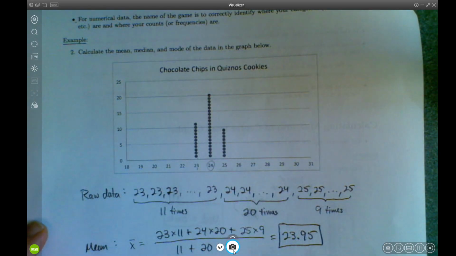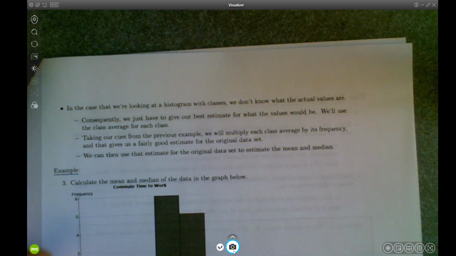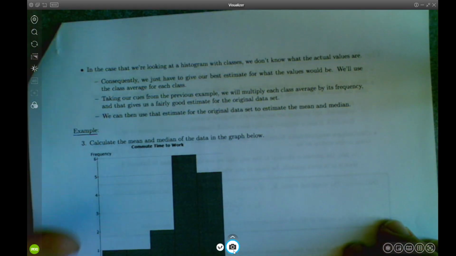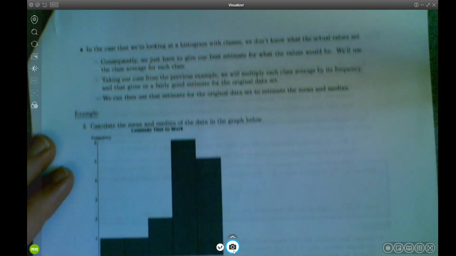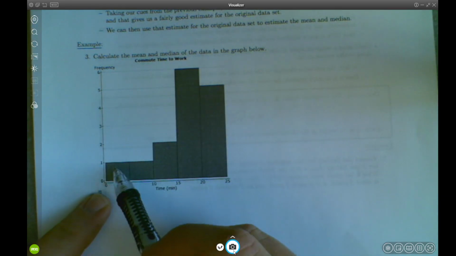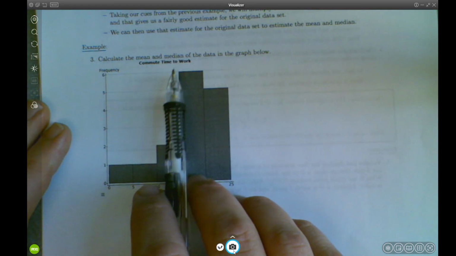Okay, so let's take this a step further. Let's say that we do have a numerical data set that's grouped into classes. The issue here is that we don't know what the actual values are. So looking at this example, we know that there was one observation. By the way, this represents the commute time to work for a group of employees. We know that there was one employee whose commute time was somewhere between 0 and 5 minutes, but we don't know exactly what that value was.